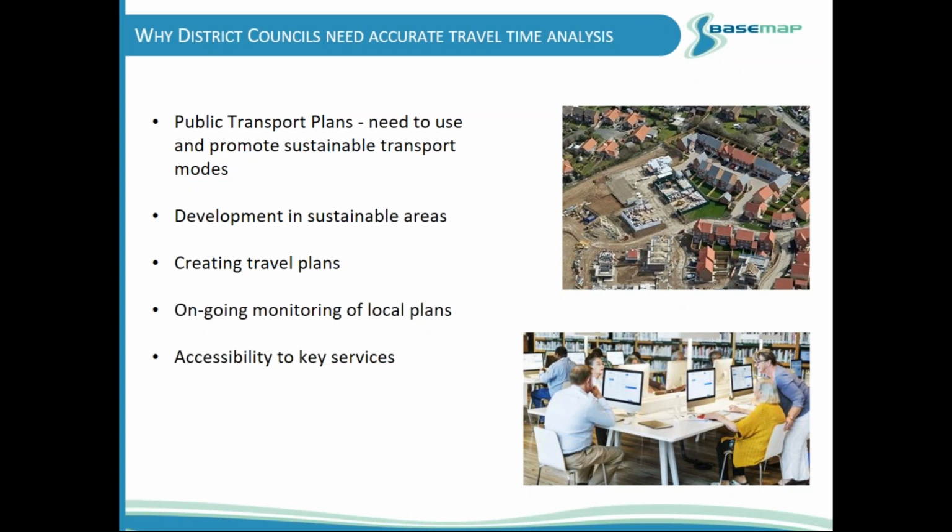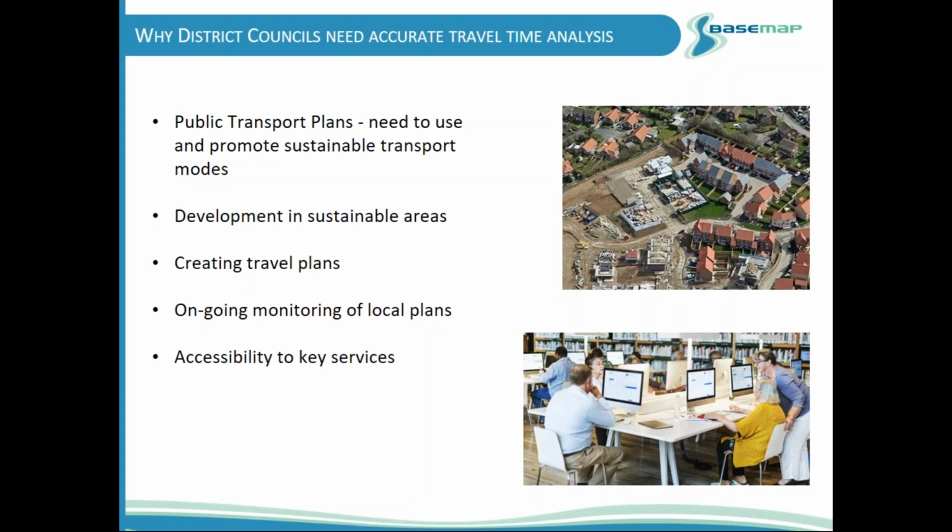Also ensuring that travel plans are made, so that both the highway network and the public transport network are there and can stand up to scrutiny to get people to key destinations and key sites. As part of the travel plan, infrastructure changes, public transport services change and new roads are created. So whilst a typical local plan might be for 15 years, it's really important to have ongoing monitoring of that.